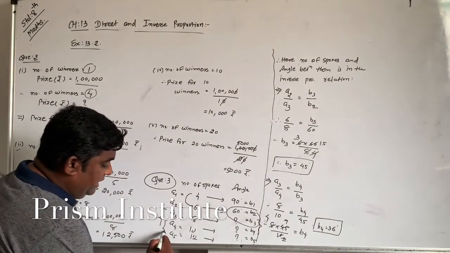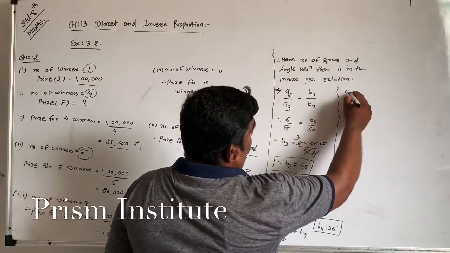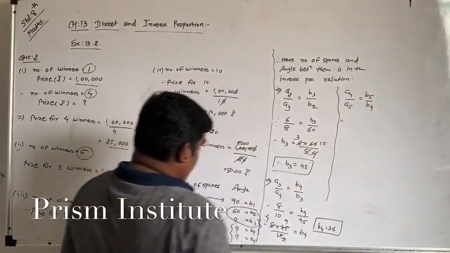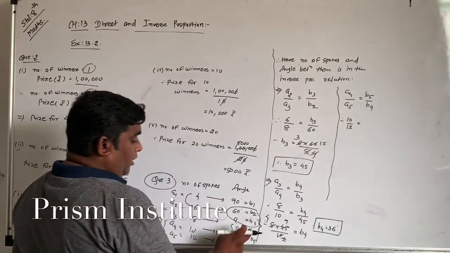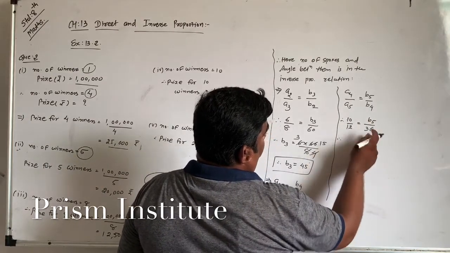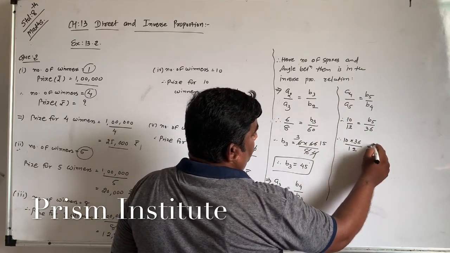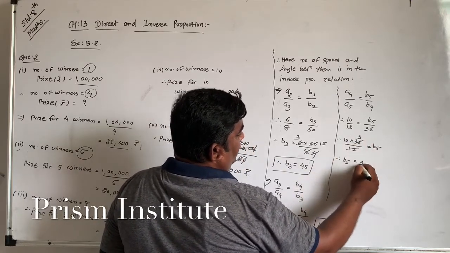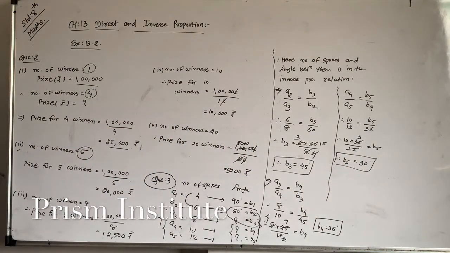Now the last case, that is A4 A5 and B4 B5. So A4 upon A5 equals B5 upon B4. A4 is 10, A5 is 12. Now B4 here is 36, and B5 we want to find. This 36 goes to the other side, so 10 into 36 divided by 12, that is B5. So B5 equals 30 degrees. Okay, in this way we complete the table.